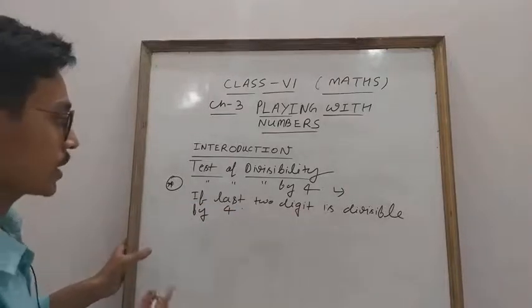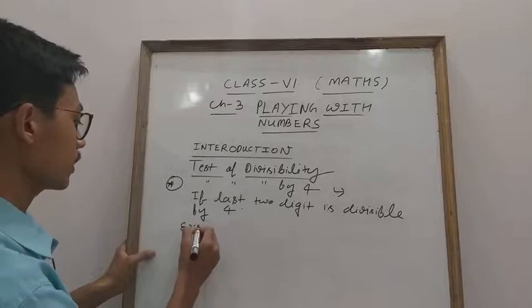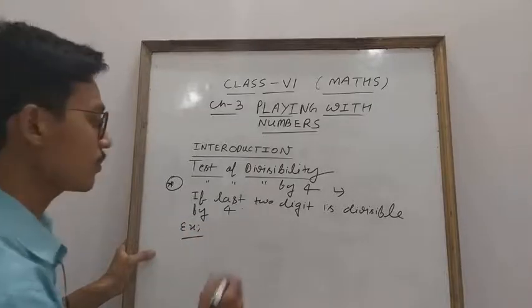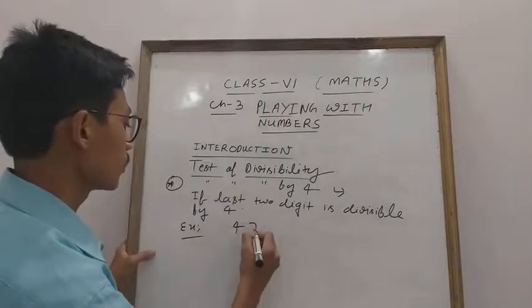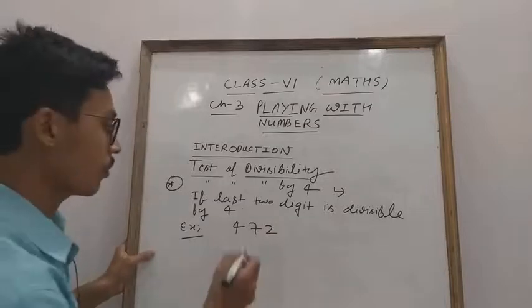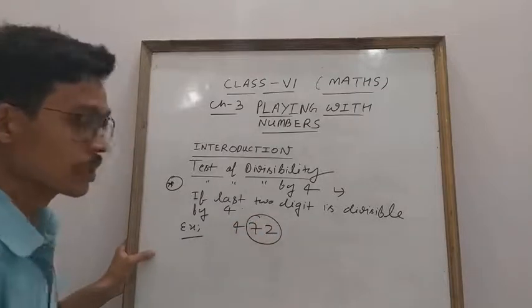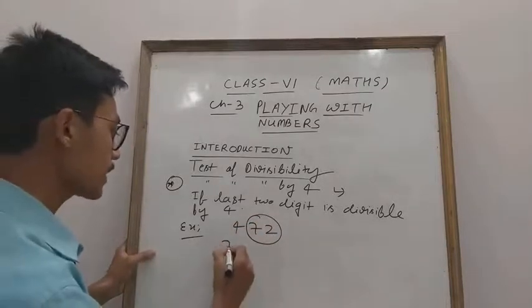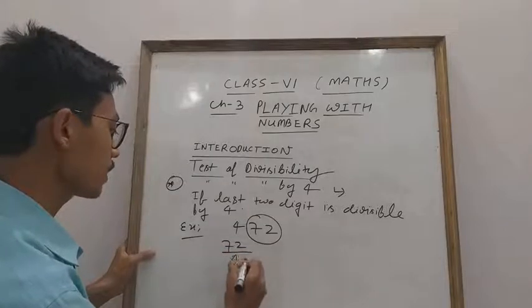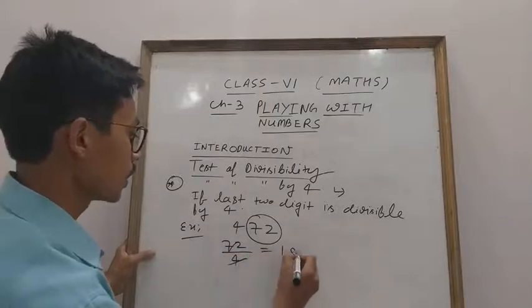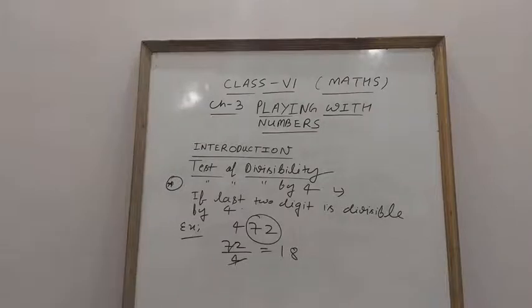If the last two digits are divisible by 4, for example, here I am taking example 472. Clear student? So what are the last two digits, student? The last two digits are 72. Now you know that 72 is divisible by 4. So if the last two digits are divisible by 4, my student, you will say the number is divisible by 4. Clear? This is the test of divisibility by 4.